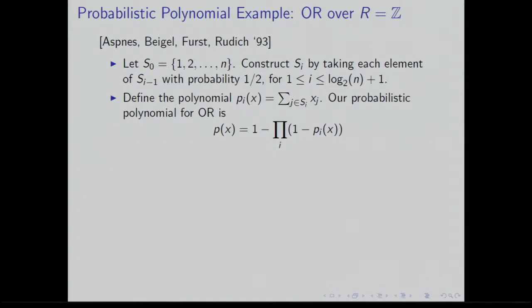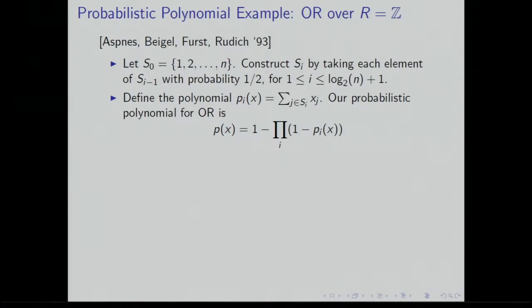Here the randomized input to our algorithm is going to be these sets S_i. We'll let S_0 be the set of 1 through n. And then for each i from 1 to log n plus 1, we're going to let S_i be the set where you start with S_{i-1}, and then keep each element that's there with probability 1/2. So S_0 has all n elements, S_1 will have about half of them, S_2 will have about a quarter of them, and so on.